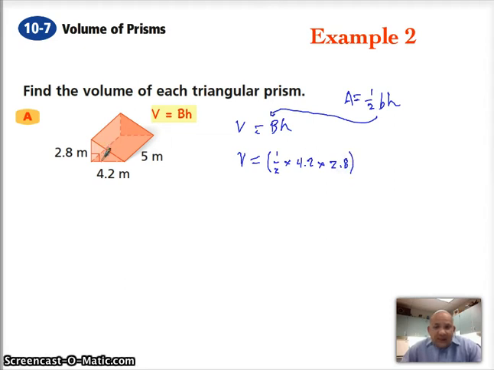Okay. And then we have to multiply it by the height. The height of this, even though it's laying on its side, is 5. So we multiply 1/2 times 4 2/10 times 2 8/10 times 5. Again, I'm not going to show you all the calculations here. Of course you will when you go and work through these problems. The answer comes to 29 4/10 cubic meters. Notice I used a different notation this time.